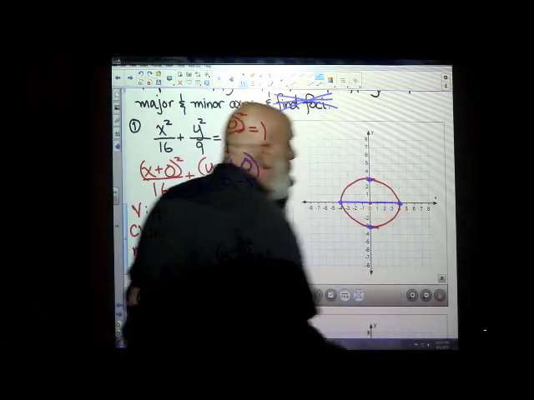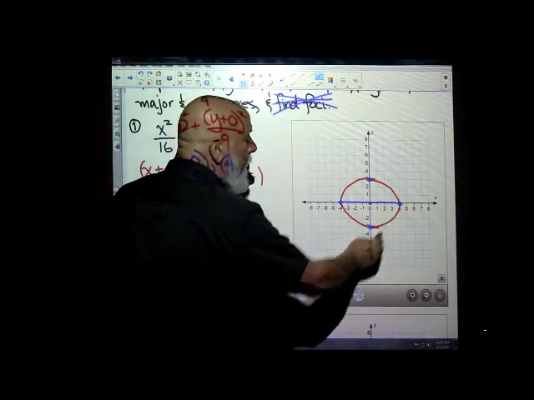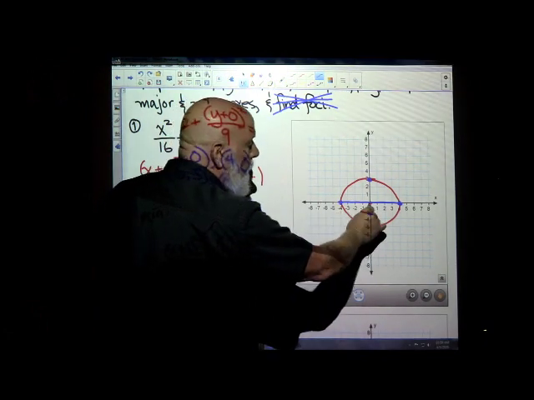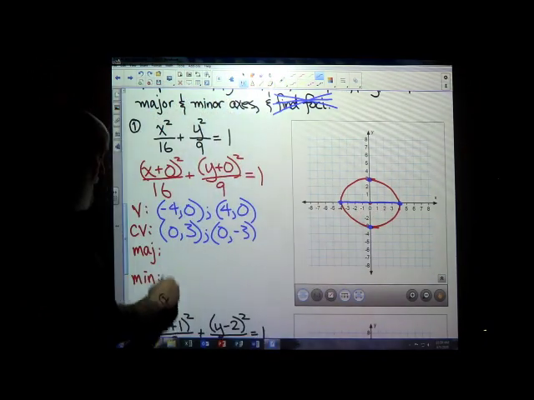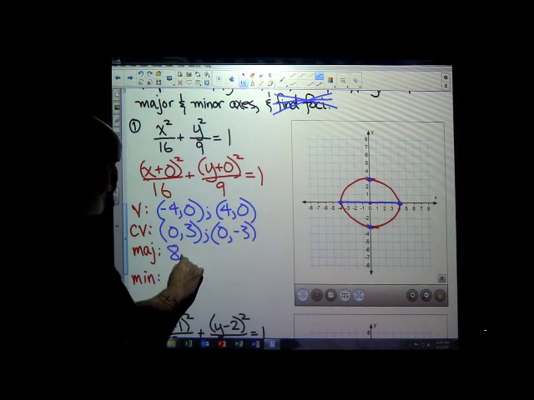The length of the major axis is this line segment right here. It cuts it in half the long way. And I want to know how long is that thing? Well, from here to here is 4, and from here to here is 4. The length of the major axis is 8 units.